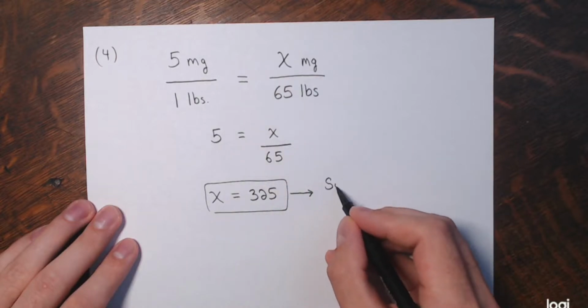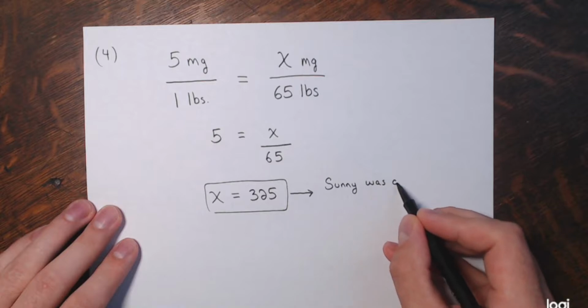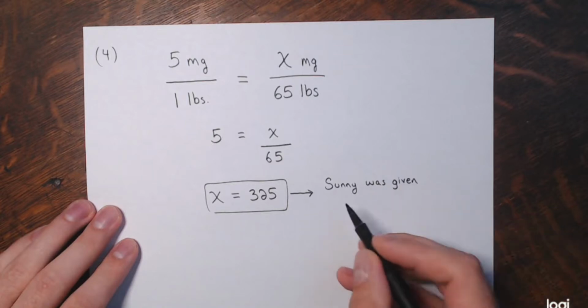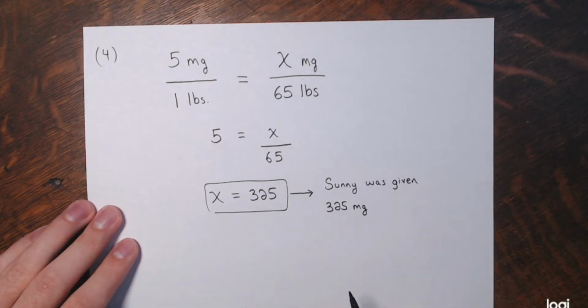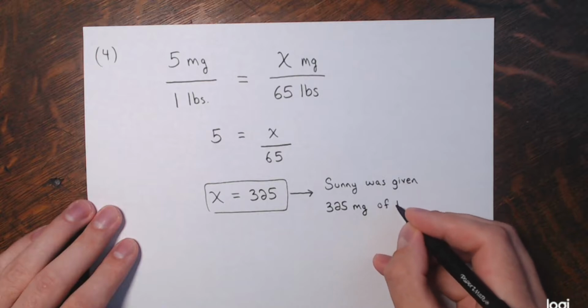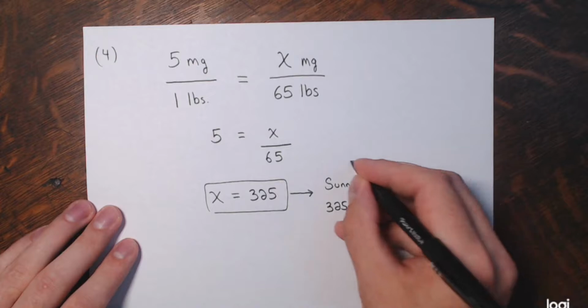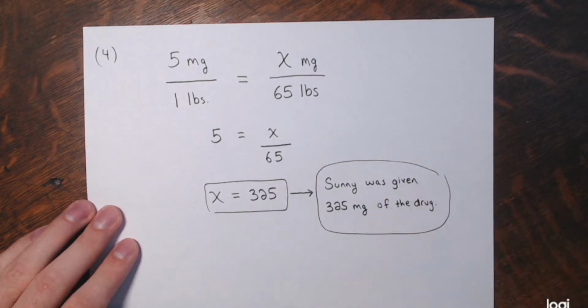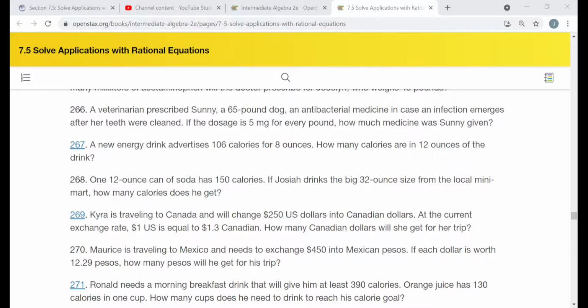So I'll just say Sunny, the dog, was given 325 milligrams, right, there should be units involved to give numbers meaning, of the drug. I'll just say of the drug, of the medicine. And there you go, that's how I would answer this question. Okay. All right, next question.